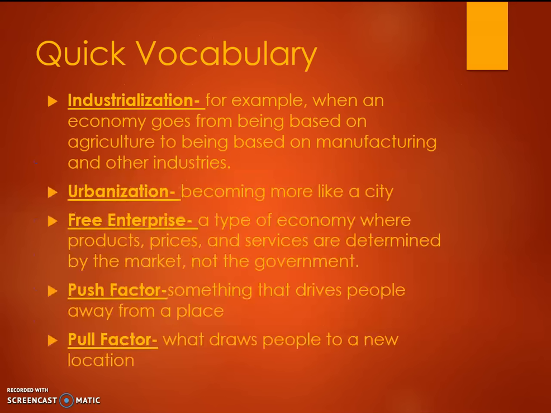Some quick vocabulary to make sure that you understand as we go through this unit includes industrialization, urbanization, free enterprise, push factors, and pull factors. Industrialization is when the economy goes from being based on agriculture to being based on manufacturing and other industries. Industrialization is really going to occur mainly in the northern parts of the United States during this time frame.